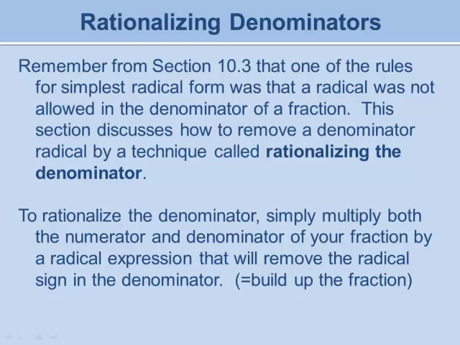To rationalize the denominator, simply multiply both the numerator and denominator of your fraction by a radical expression that will remove the radical sign in the denominator. In other words, using just basic fraction work, we're going to build the fraction up to get a denominator that will then give us a non-radical term in our denominator. So let's demonstrate this with some examples.